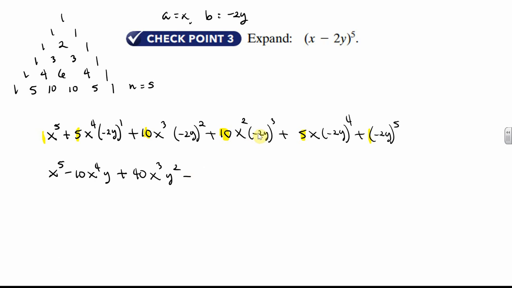Negative 2 to the third is negative 8 times 10, that's 80 times x squared, y to the third, plus 2 to the fourth is 16 times 5. All right, what's 16 times 5? So that's 80 times x times y to the fourth, and this is minus 32 times y to the fifth. 2 to the fifth is 32.